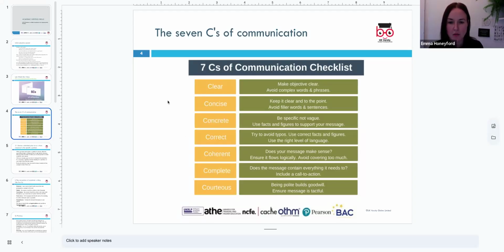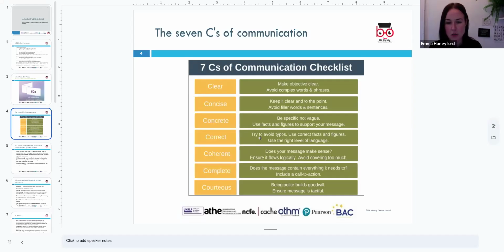Another C is to be concrete, be really specific about the ideas that you have. Don't be vague. And it's really important to be factual and use facts and figures to support any message that you're trying to get across. Correct, try to avoid typos, use correct facts and figures, and use the right level of language.